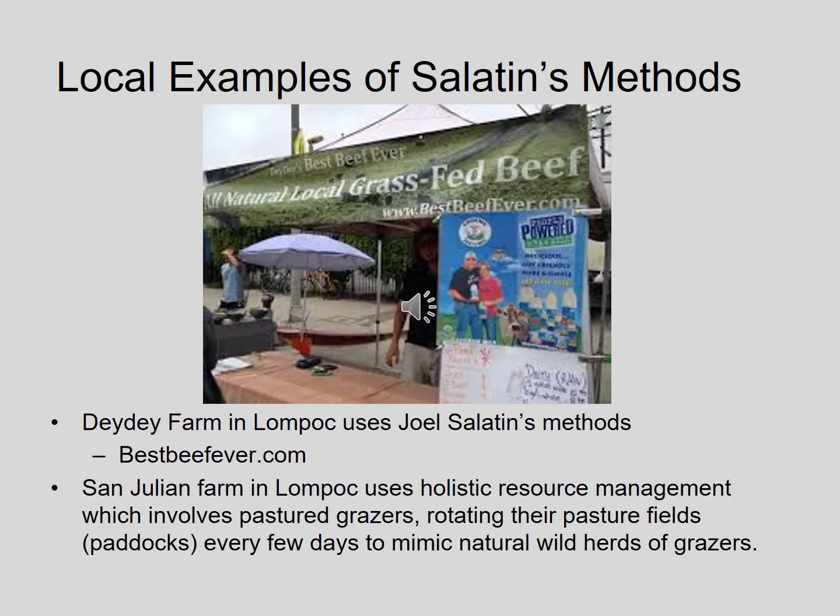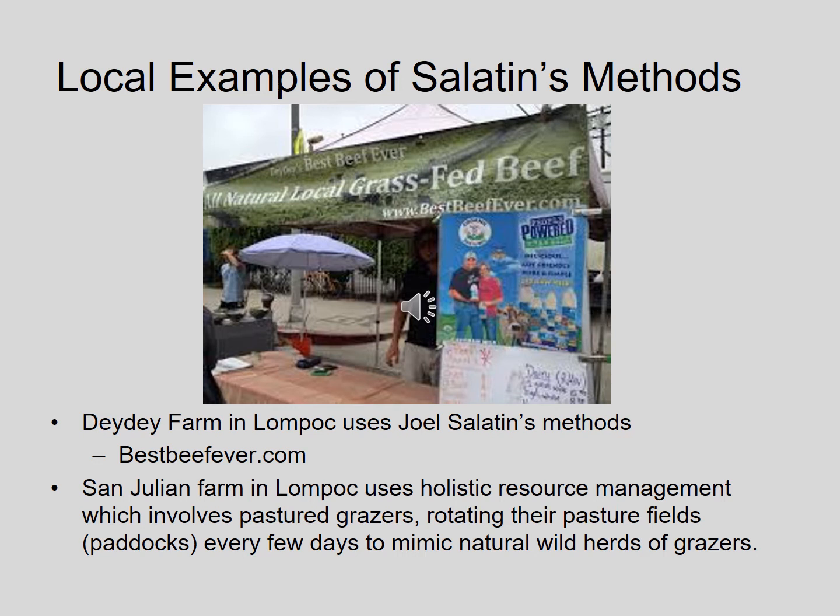And a couple of local examples of people using Joel Salatin's methods: Day Day Farm in Lompoc does it to raise organic beef, and San Julian Farm in Lompoc also uses holistic resource management. And that method of holistic resource management is one that even Joel Salatin learned from them too.